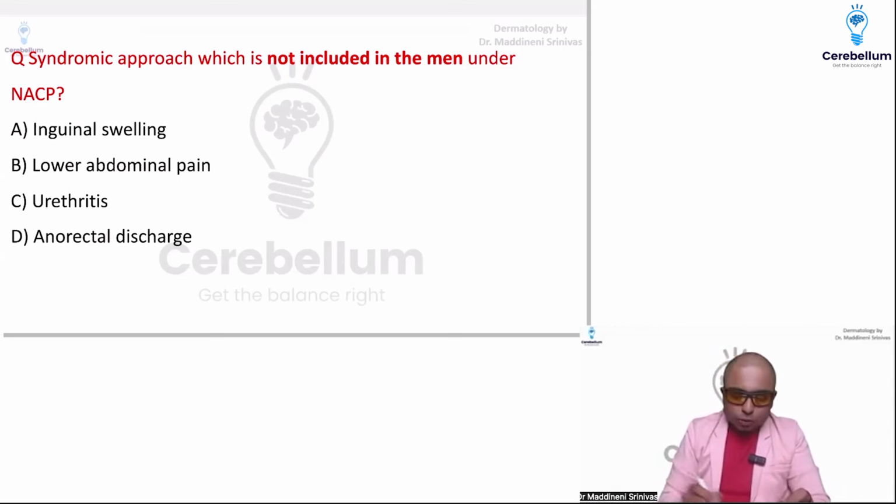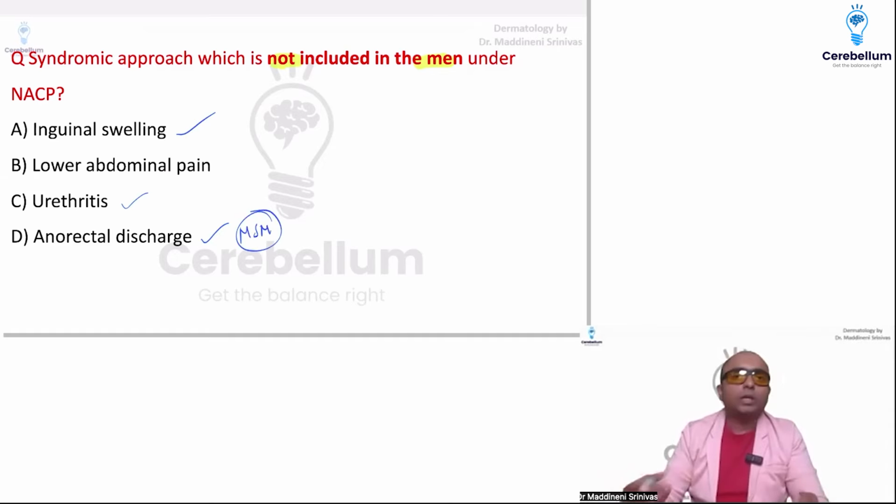So this is the next question, syndromic approach, which is not included in the men. This is basically a common sense question from STD. So inguinal swelling, it is a bubo. We are going to use it in the men. Urethritis, obviously, we are going to use it for gonococcal and non-gonococcal urethritis. Anorectal discharge, it is basically men who have sex with men, MSM. So it is used in the men.